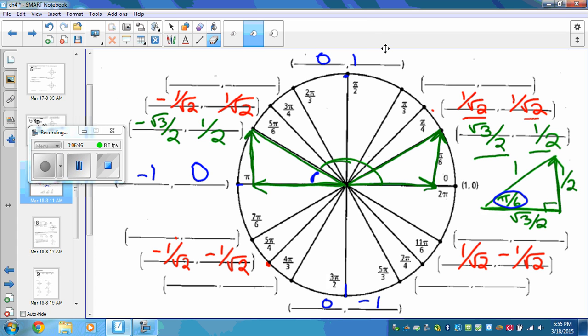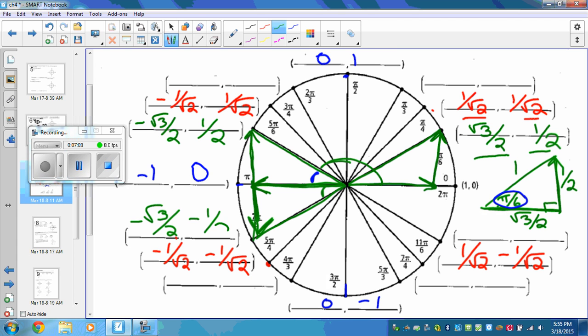Okay, we'll see if I can find the right spot for this next one. Symmetrical to be right here. Again, this has a reference angle of pi over 6. It has a negative x and a negative y. So the same values that we've been using, only they're both negative.